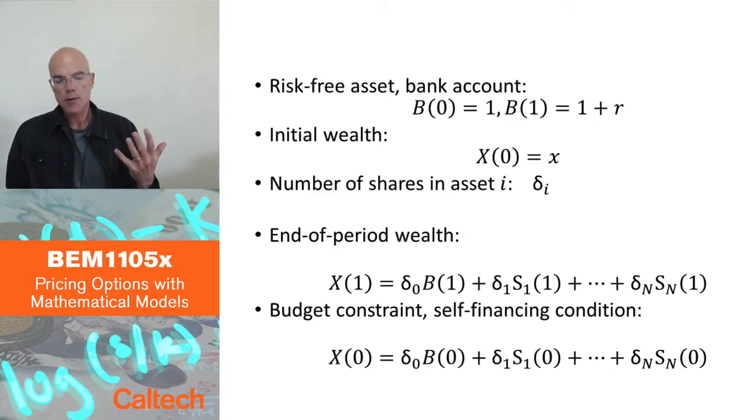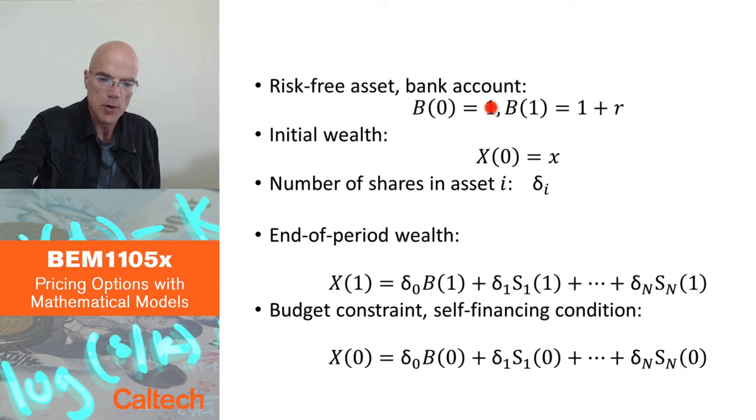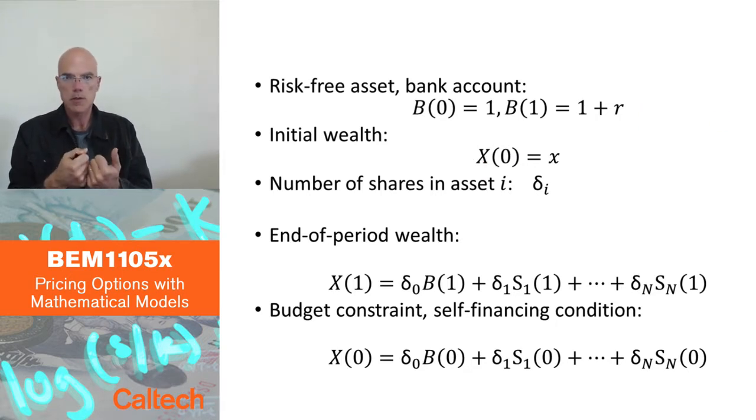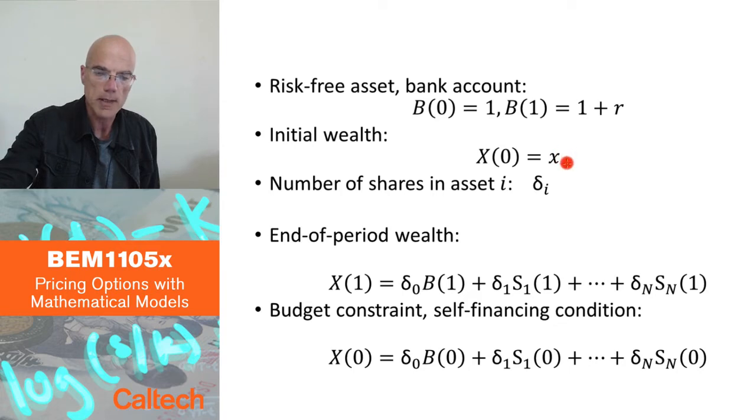I'm going to assume that we have the following assets in the model. We have a bank account, which is denoted B, and at time 0 is going to be normalized to 1, and then B at time 1 is going to be 1 times 1 plus R, so 1 plus R. The interest rate is R in this period. Initial wealth: I'm going to use capital X to denote the wealth of a portfolio strategy. So I'm going to have one investor who is investing in the market, and he starts with X0 amount of money, and the X0 is usually going to be denoted by lowercase x. That's the initial amount of money the investor has.